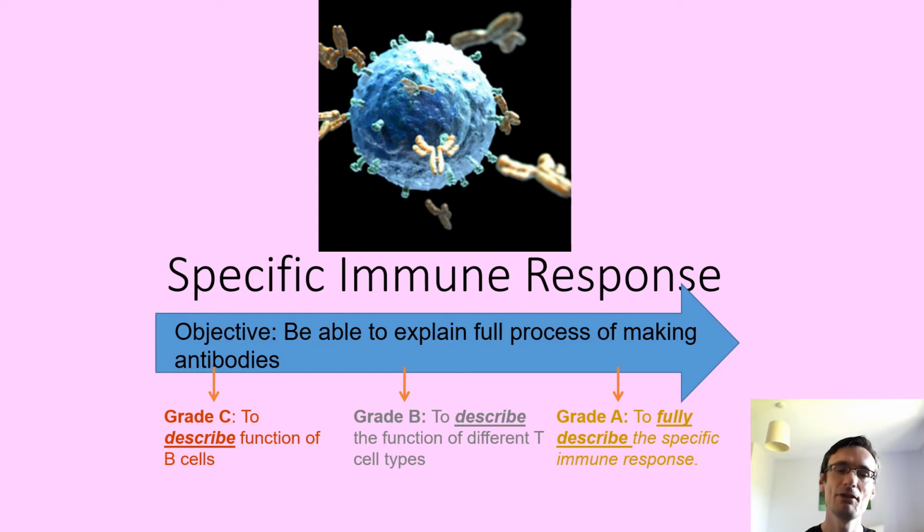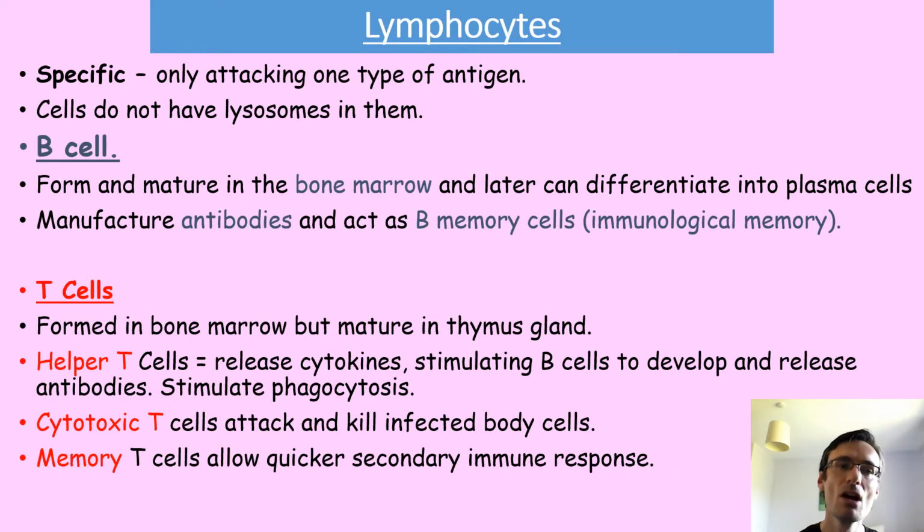Okay, so let's go on to the specific immune system. What we've said so far is that non-specific phagocytosis occurs and they become antigen-presenting cells. So what do we do with those now? How do they trigger the actual specific response to kill off specific bacteria, viruses or other pathogens? Specific means attacking one type of pathogen, because it has one type of antigen. And the cells don't have lysosomes, so it's not about releasing chemicals that digest them. It's about coming up with new methods.